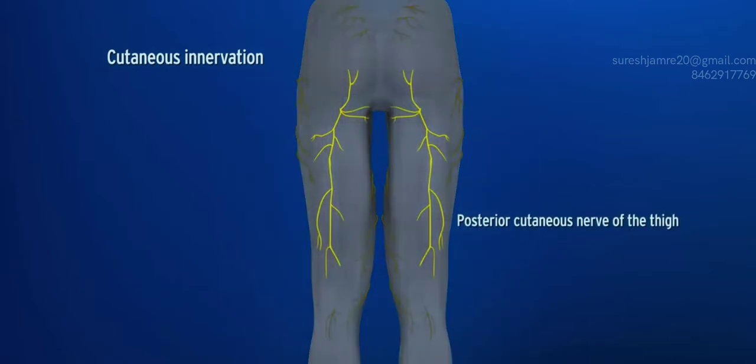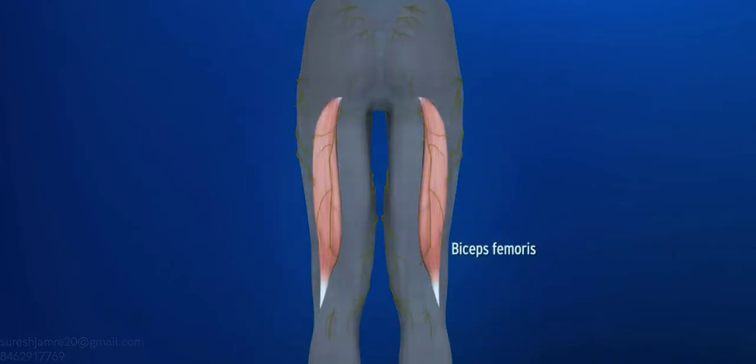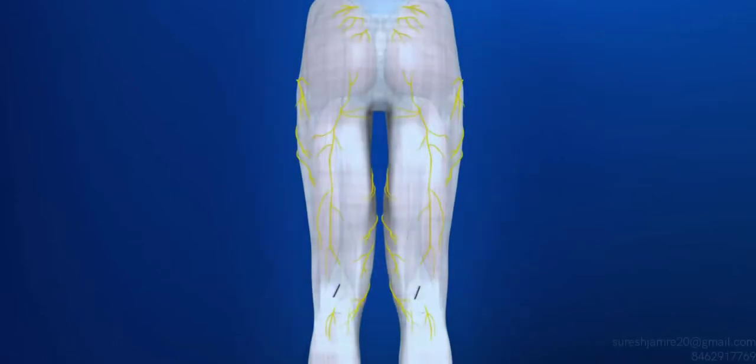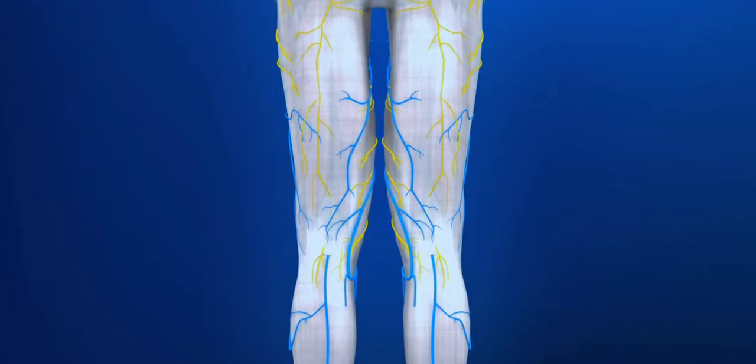Posterior cutaneous nerve of the thigh runs downward in the midline of the back of thigh, deep to fascia lata, and superficial to the long head of biceps femoris. On reaching the popliteal fossa, it pierces the fascial roof of the fossa and accompanies the short saphenous vein down to the middle of the calf. Its branches supply the skin on the back of the thigh and the proximal part of the back of leg.